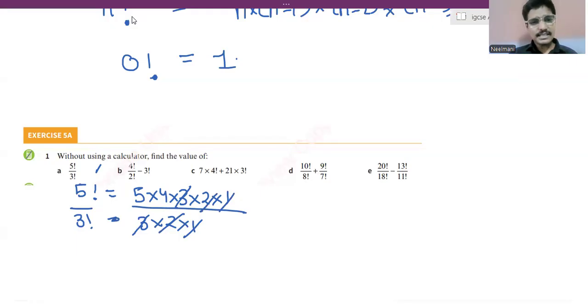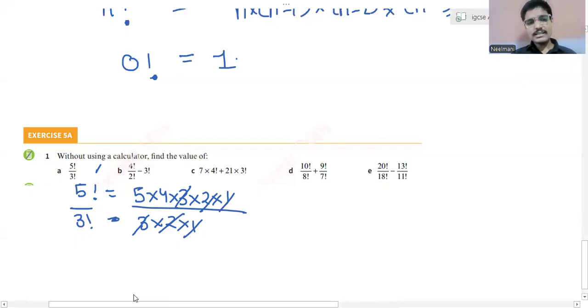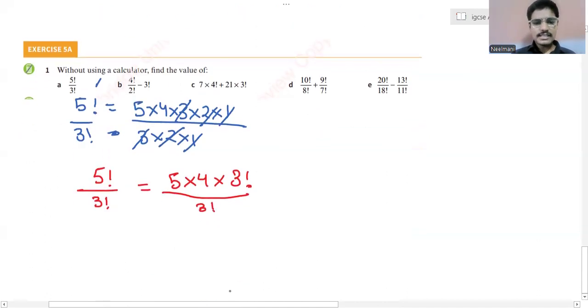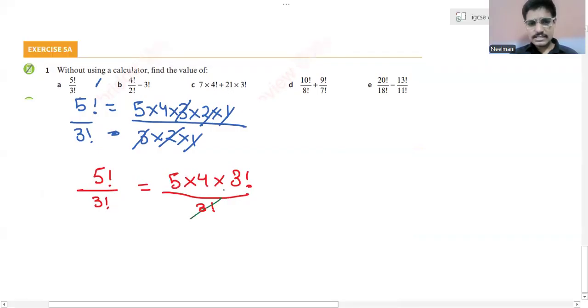So a better way of representing is this. Just see what is in the denominator. If the denominator is less than the numerator, then you just go till that number. For example, 5 factorial upon 3 factorial can also be written as 5 into 4 into 3 factorial, because after that it is just 3 factorial upon 3 factorial. Both of these 3 factorials will cancel out, and whatever is left is your answer, which is 20. That is the answer for the first one.